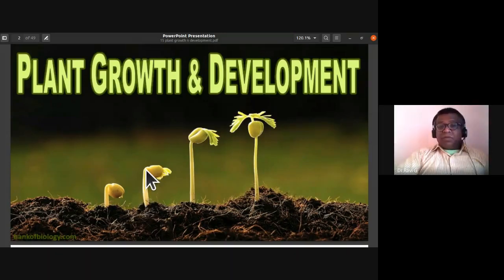Cotyledons will be providing the initial source of food. Still, the leaf develops and can undergo photosynthesis till that stage. So the cotyledon will be providing the food for the developing plant. So you can see the plant growth.